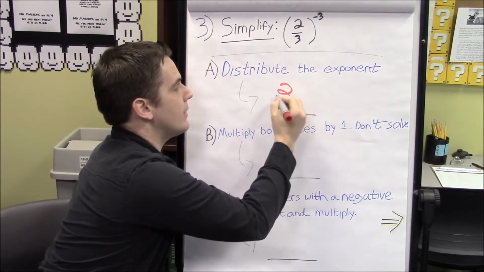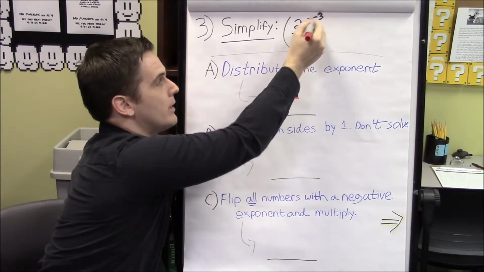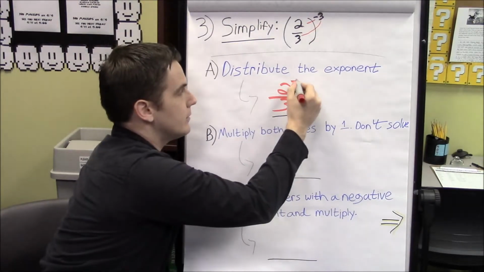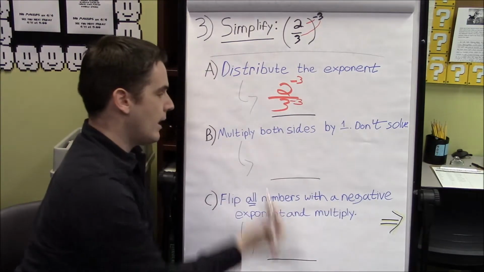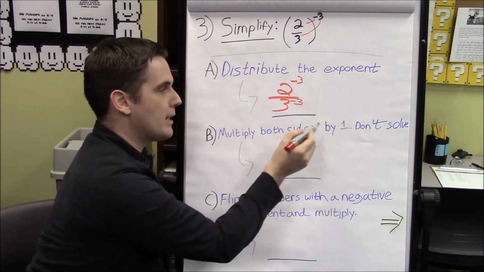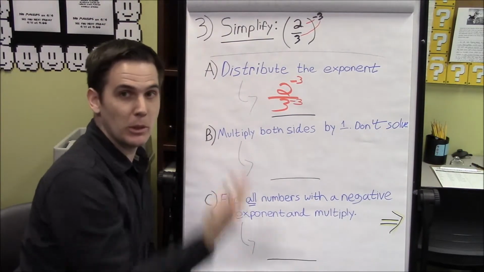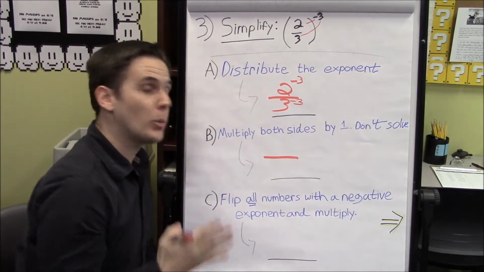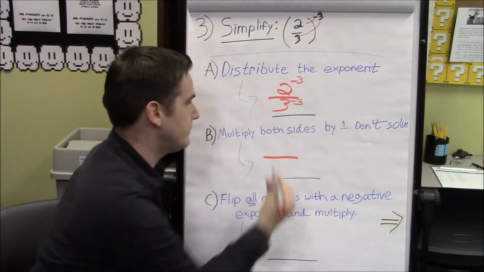So we're going to take that 2 over 3, rewrite it, and see that negative 3, we're going to distribute it to both sides. Then we're going to multiply both sides by 1 without solving it. This is actually no different than what we've kind of been doing. But it's going to underscore why it's so important. We do this, multiply both sides by 1.